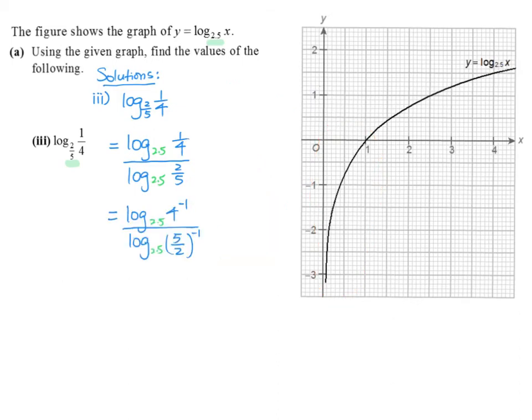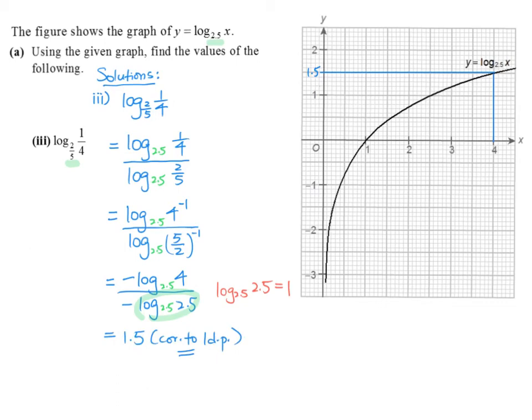So what do we do? We rewrite it as this, and we write this into this form. Why do we do that? Because now we can move the negative 1 to the front, which will cancel out later on, and these two numbers are much bigger. We know that log base 2.5 of 2.5 is actually 1, so we just look at this part. When x equals 4, log base 2.5 of 4 is 1.5. So the answer is 1.5, correct to 1 dp.